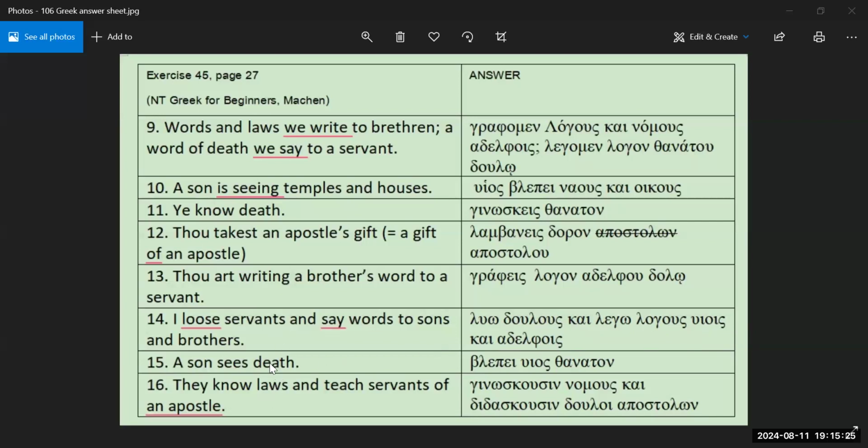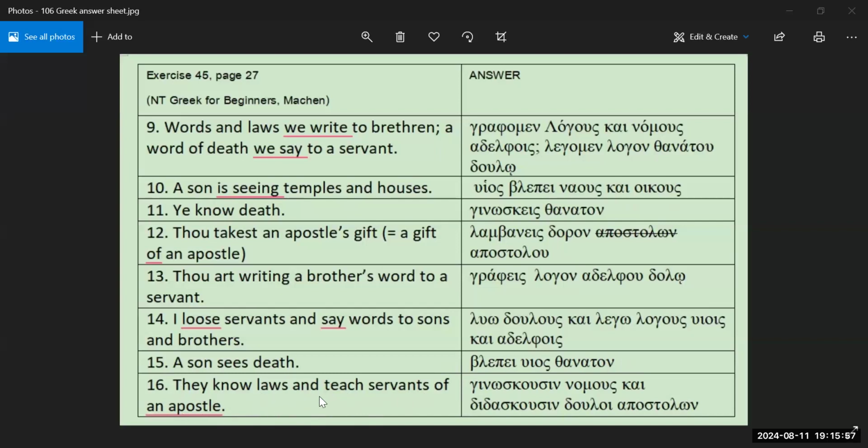A son sees death. So a son, if you're going from the English to the Greek, you can write the word son in, or you can put the verb first. But in this case, it wouldn't matter the order. You could say thanaton, huios, blepei. That would make perfect sense as well, because here you have the subject. You can recognize the subject. He's doing the action, and he sees death. A son sees death. And then number 16, they know laws and teach servants of an apostle.